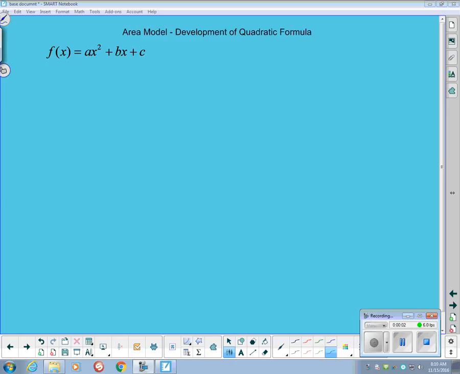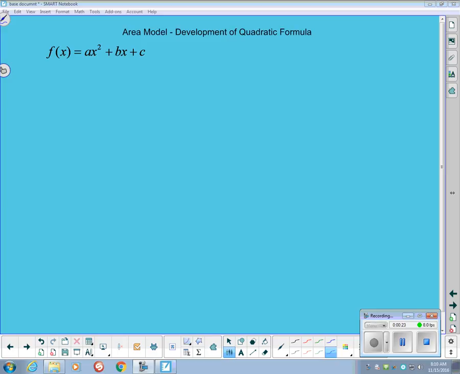All right, I would consider this video, I'm going to call this a fun experiment just to see what we can do with area models. So we're going to take a general quadratic here and see if we can solve this quadratic generally by following the process of completing the square that I've shown in a previous video.